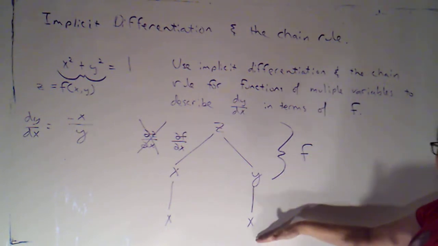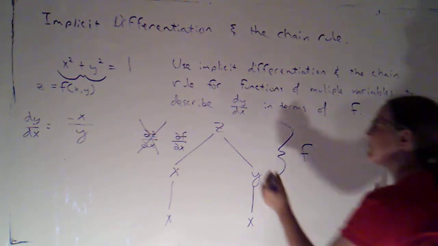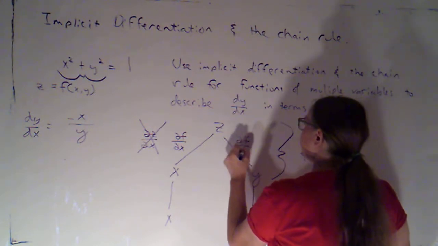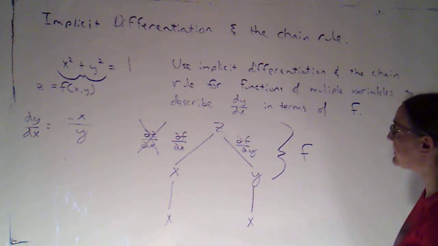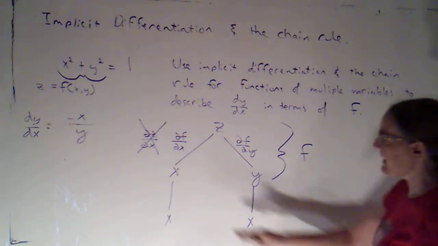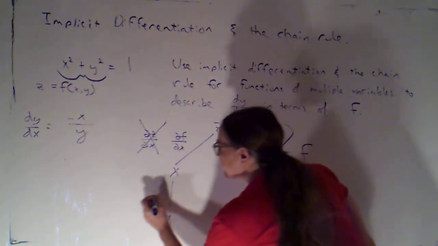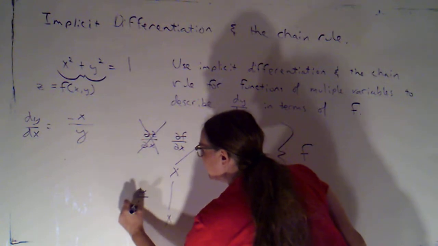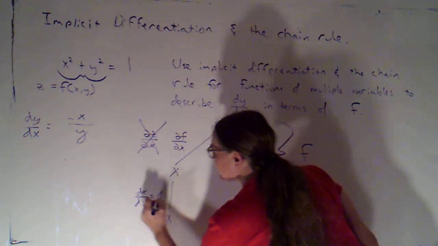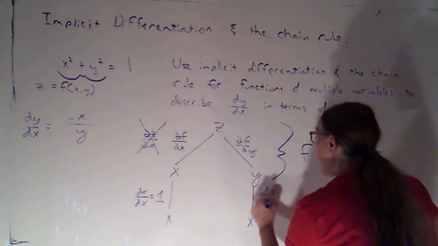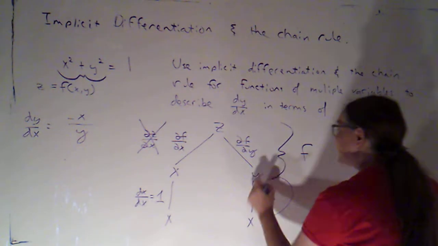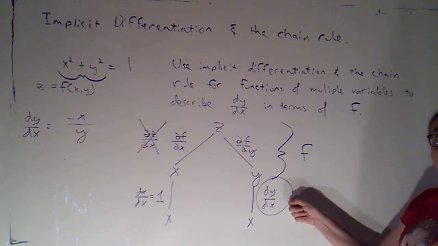F has nothing to do with what's going on down here. Okay, so this would be the partial of f with respect to y. Okay, excellent. And then I can say here, this is going to be just dx by dx, which I actually know is 1. And this would be dy by dx. That's the thing that I kind of like to know what it is.